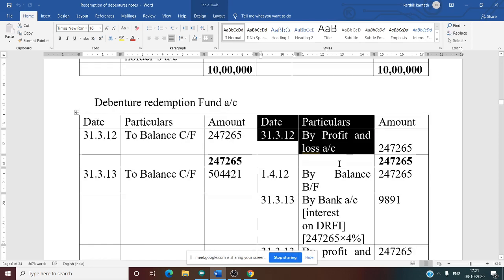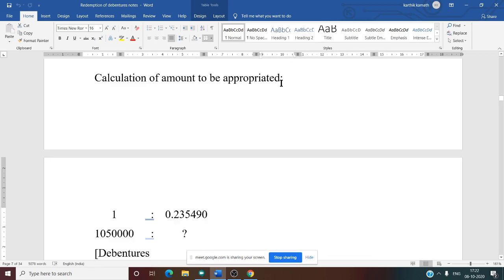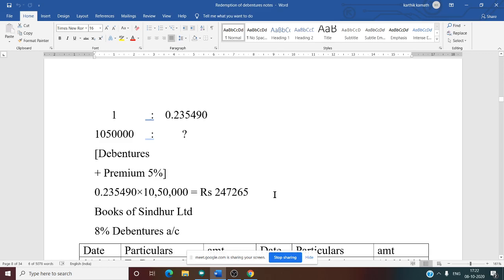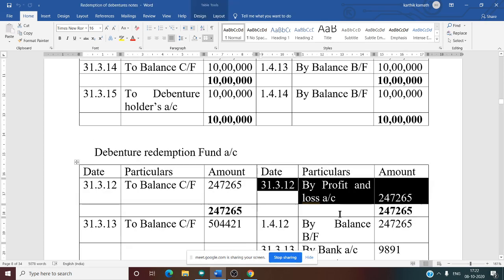So the first entry is profit and loss account debit to debenture redemption fund account. That means from profit you are going to set aside a certain amount at the end of each year. So each year this entry is there, by profit and loss account. How did we get this amount, 2,47,265? Working note number one, the calculation of amount to be appropriated. This amount, 2,47,265, we need to set aside every year. That is why by profit and loss account 2,47,265, on the credit side.